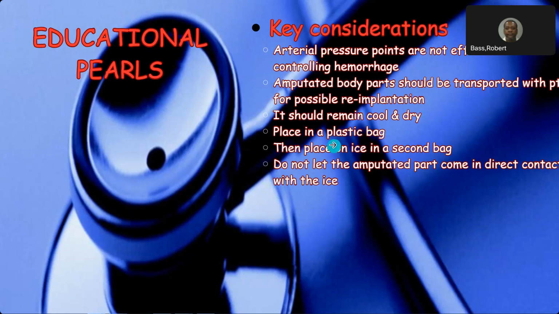Amputated parts should be transported with the patient for reimplantation. We want to make sure that the amputated part is placed in a plastic bag, then place it on ice in a second plastic bag. Don't let that amputated part come in direct contact with the ice.